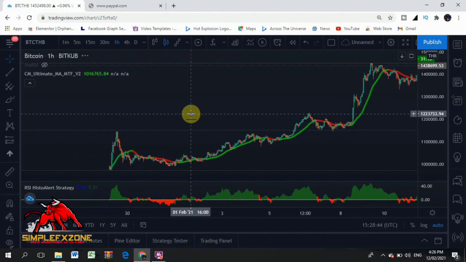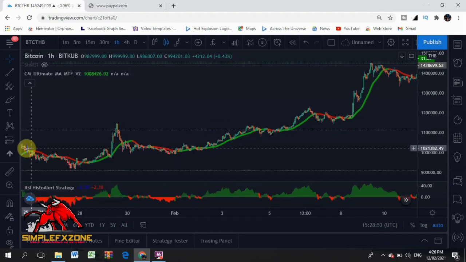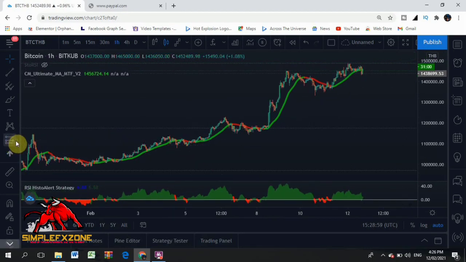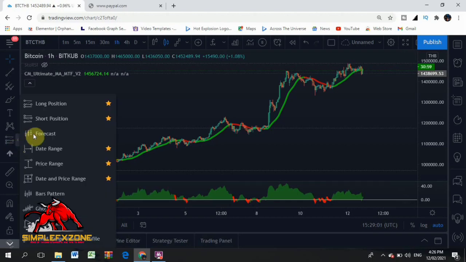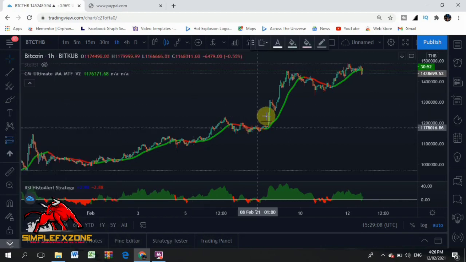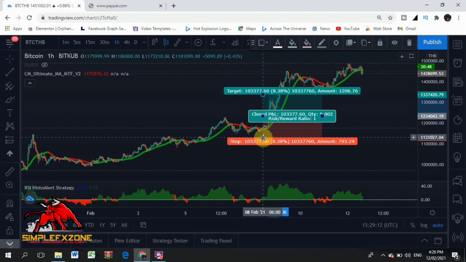So I've given about 2 examples now, and as you can see, the trades really worked out very well. So let me mark it so that we can see how powerful the strategy is. So it's a buy trade, right? A long trade, as you can see.